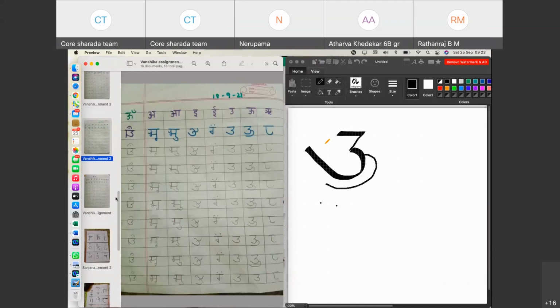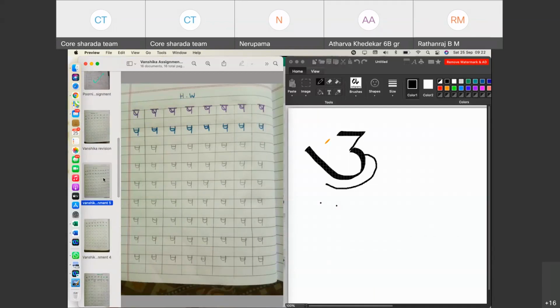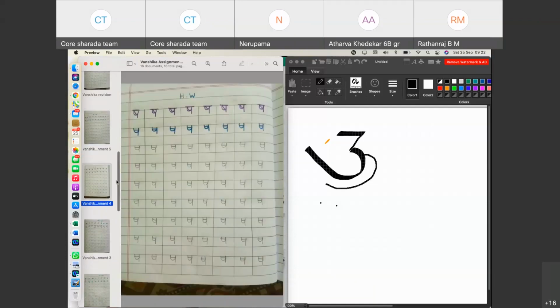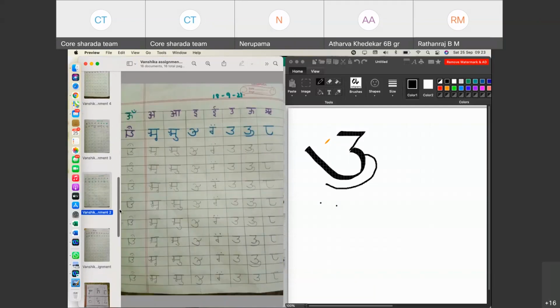This again had come a bit late, but I wanted to pick a few letters here. This is Vanshika's assignment. Is Vanshika there, Nirupama ji? I don't think so. Vanshika is not there. Okay, I would send a correction. Yes, she's there. Yes. Okay. So very neat hand, I would say. You're writing letters very neatly.